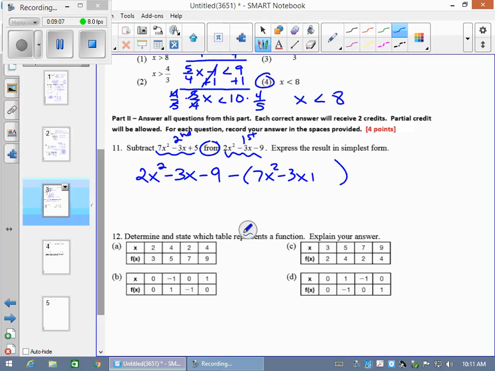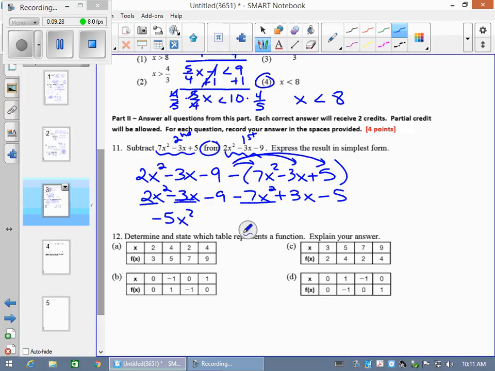Now I'm going to distribute that subtraction sign, and I end up with 2x squared minus 3x minus 9 minus 7x squared plus 3x minus 5. Now I just need to combine like terms. So my x squared terms, 2 minus 7 will give me -5x squared. I have -3x and +3x, so they're going to cancel to 0. And then I have -9 and -5, which is going to give me -14. So the difference would be -5x squared minus 14.